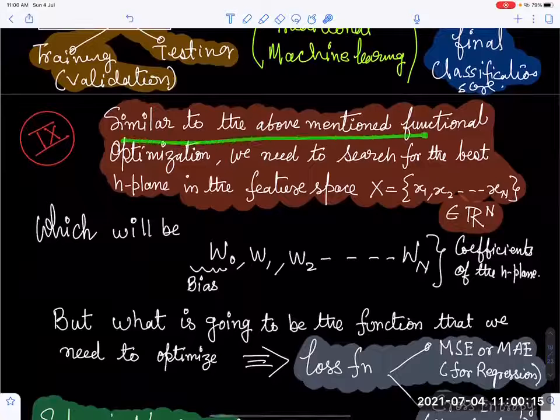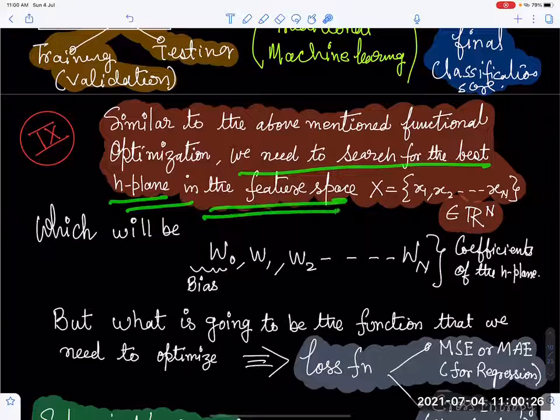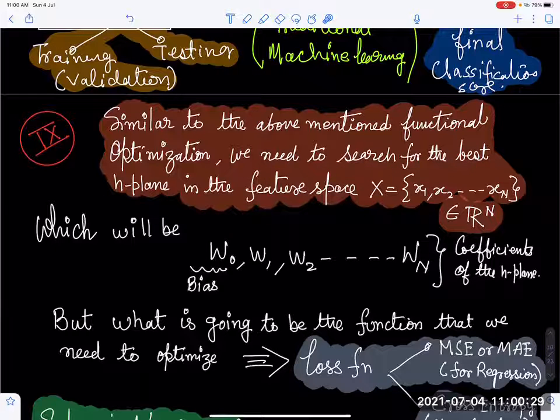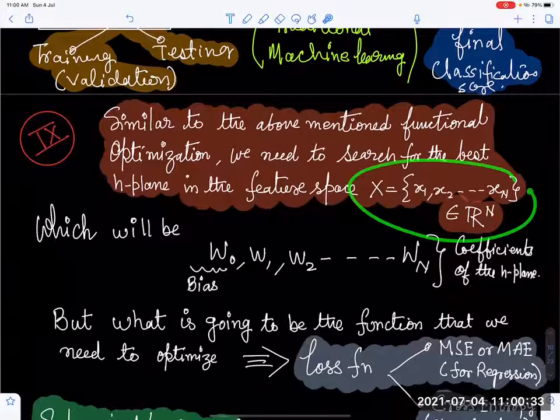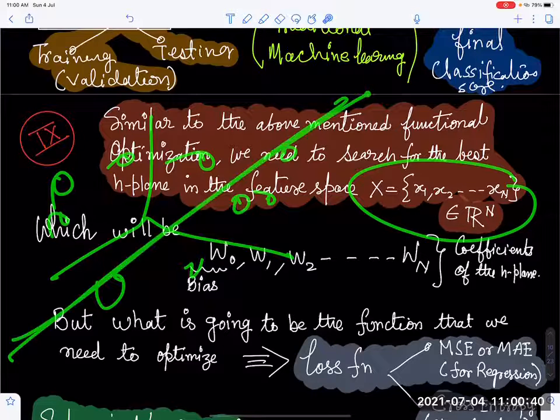Now, similar to the function optimization we just saw in multidimensional function optimization, how can we search for the best hyperplane in that feature space? You can relate that this is the data, and I have a huge amount of such data. If I plot it like this, I want to come up with the best possible hyperplane that can take all the points of one class to one side and the other class points to the other side.